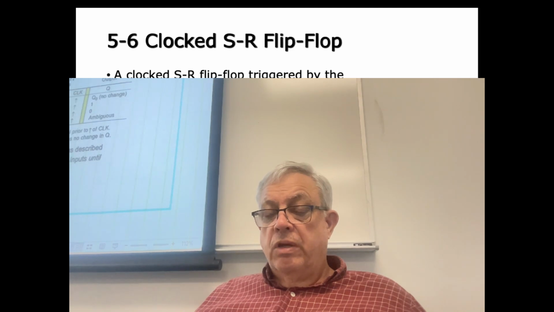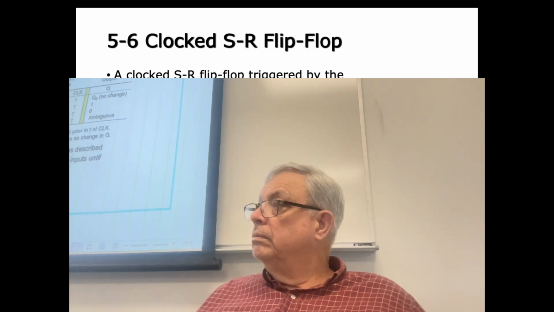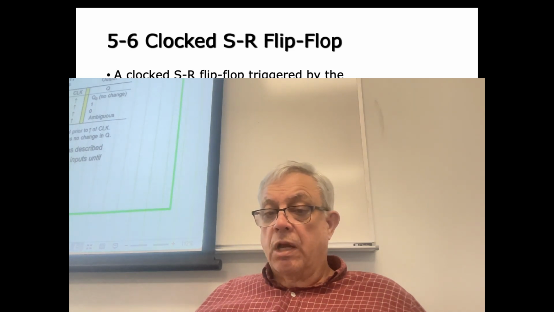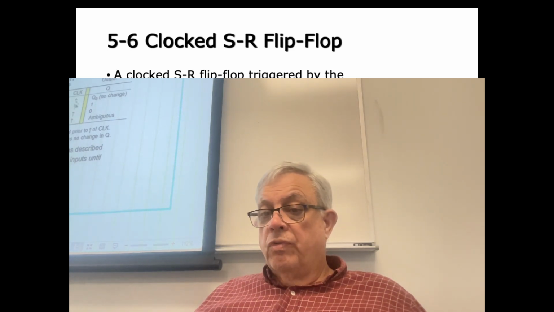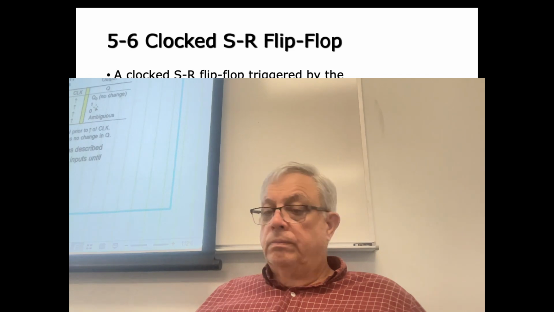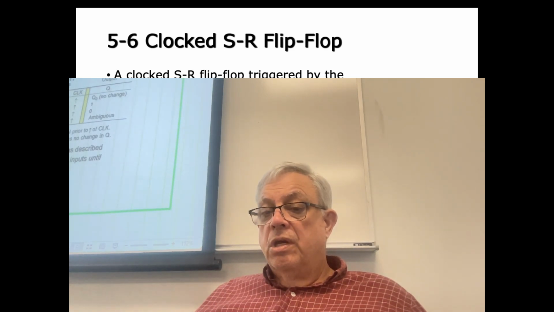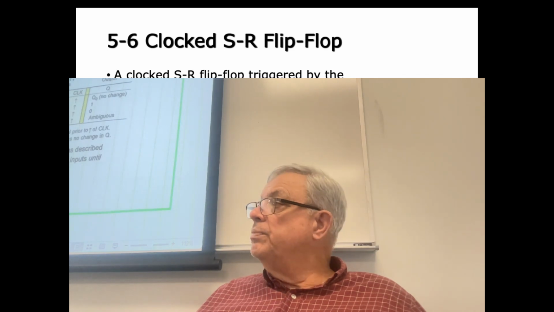If set is 0 and reset is 0, then on the rising edge of the clock, how do I know this is a rising edge clock? There's no dot in front of the clock. It's not inverted. So on the rising edge of the clock, no change. If set's a 1 and reset's a 0, then Q is going to go to a 1. If set's a 0 and reset's a 1, then on the clock it's going to go to a 0. Notice that the output follows the set pin.